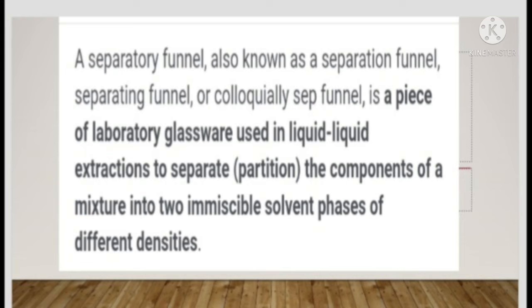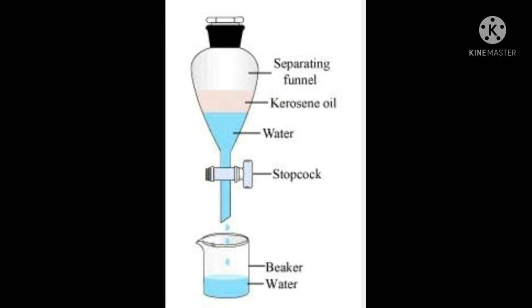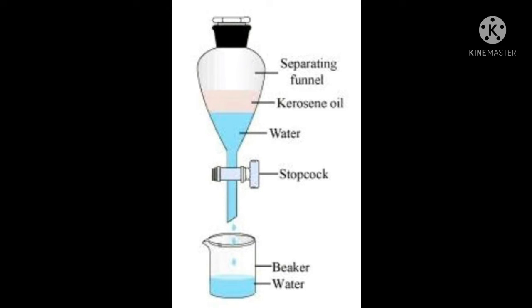And procedure of this method is: pour mixture of kerosene and water into separating funnel with stopcock closed. Close the stopper, fix the separating funnel firmly on the stand. Leave the mixture in funnel undisturbed for a while. Water will remain below and kerosene will float on it. Now without shaking the funnel, remove the stopper. Open the stopcock to collect the water from the bottom of the funnel in beaker. Close the stopcock when all the water is collected in beaker. Now kerosene and water are separated.